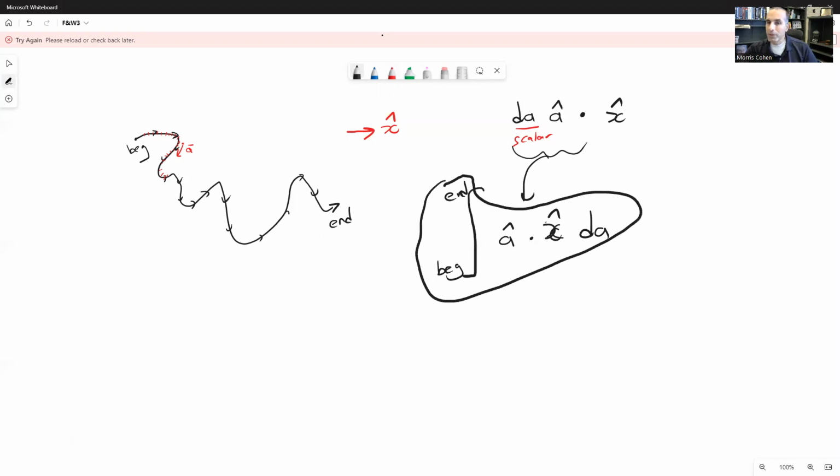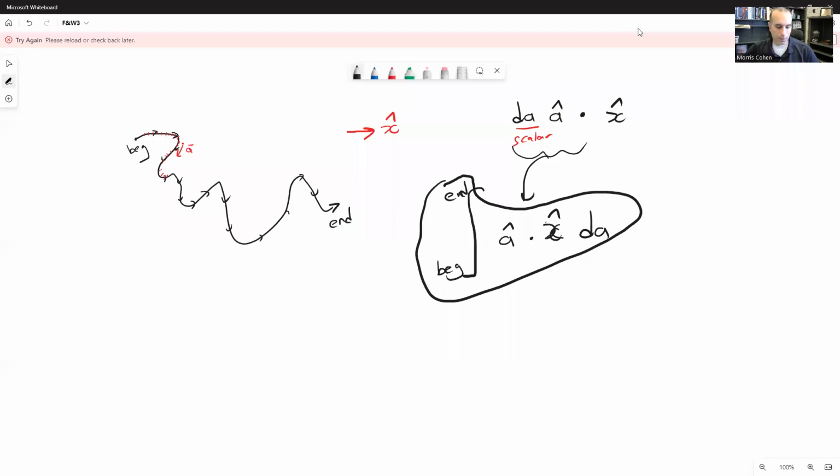Now, for this to actually be calculated numerically, you would need to know the vector A hat as a function of whatever this parameter is. But this would give us the total eastward motion.